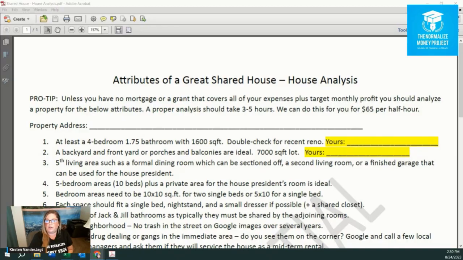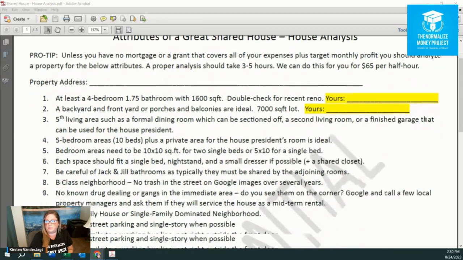This pro tip says that unless you have no mortgage or a grant that covers all of your expenses plus your target monthly profit, you should analyze a property for the below attributes. A property analysis should take 3 to 5 hours. We can do this for you for $65 per half hour. And this checklist has 30 items.